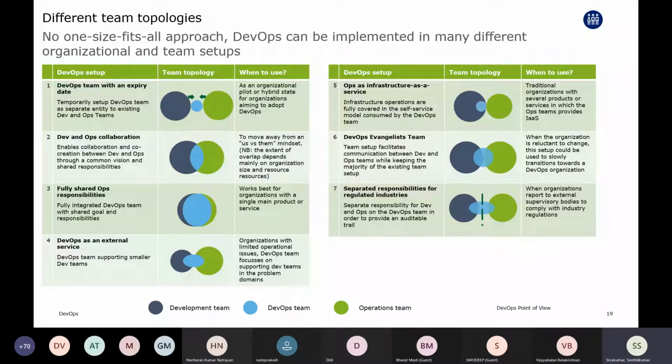And the seventh one is separate responsibility for regulated industries. There is separate responsibility for the dev and ops teams in order to provide audit trails. For example, they do the test cases from their end in terms of code build, code development, and code deployment, and connection build, connection test, and connection deployment from the operation side. So this is the team topology.